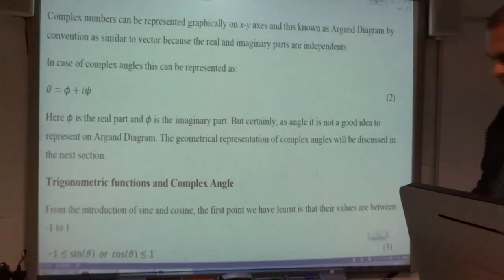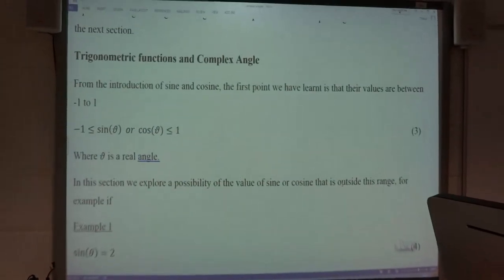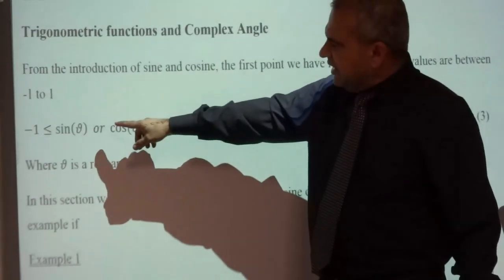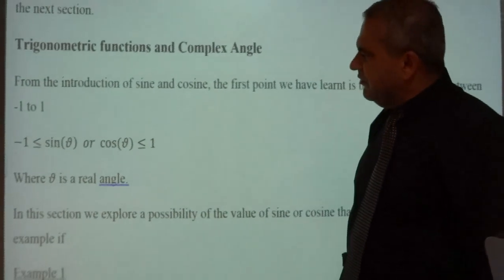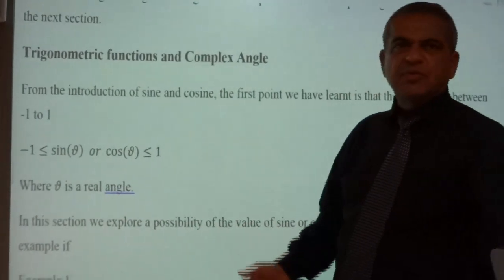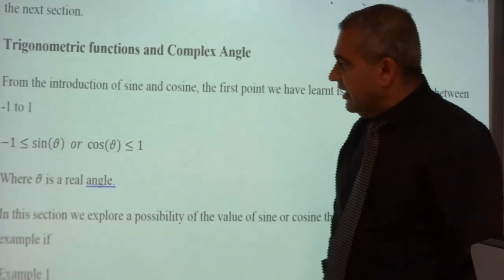Let's first touch on the algebraic part of this: trigonometric functions and complex angles. I think we are well familiar with the fact that sine or cosine of any angle cannot be below -1 or more than +1, where theta is a real angle.